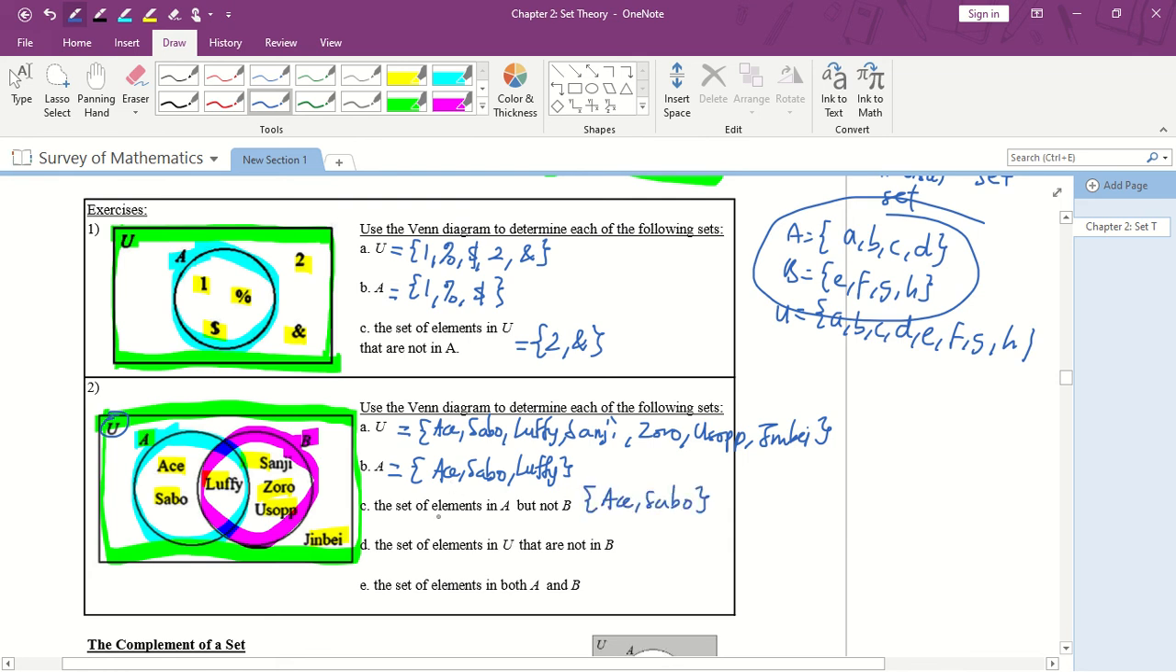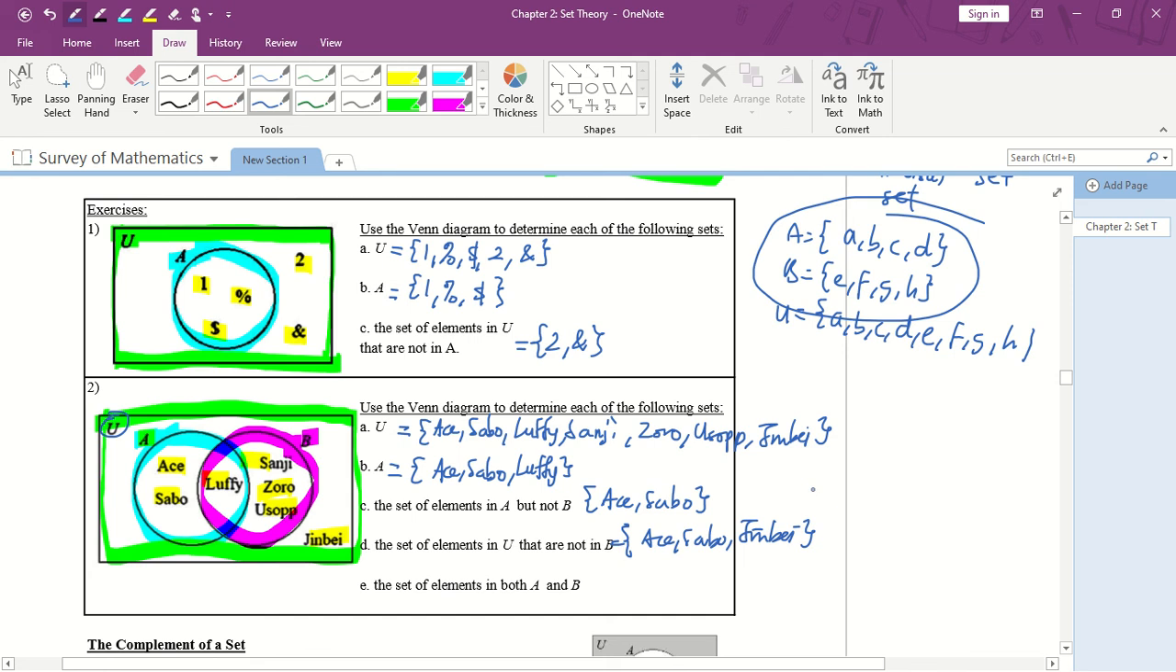And the next question, the set of elements in U that are not in B. Within the U, the universal set, but not in B. So we can see the region that is outside of B. So it will be Ace, Sabo, and Jinbei.